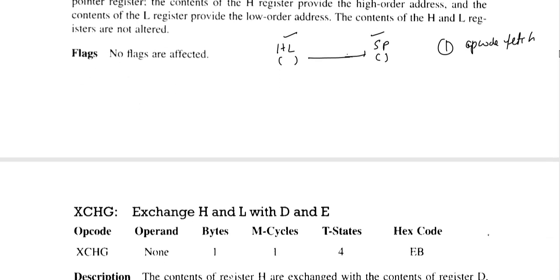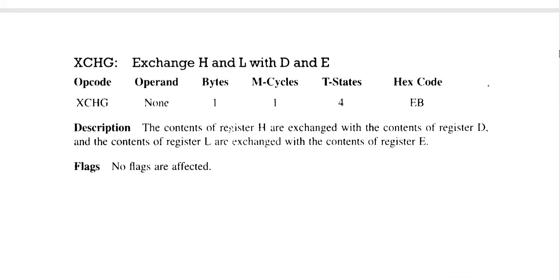Now XCHG, this instruction is used for exchanging the data between the HL register pair and DE. What will it do? It will exchange the data between the HL register pair and DE. For example, if HL has the value 2050 and DE has 1358, and we write XCHG, the data of DE moves to HL, and 2050 moves to the DE register pair.